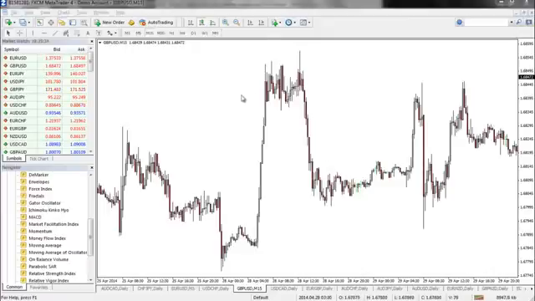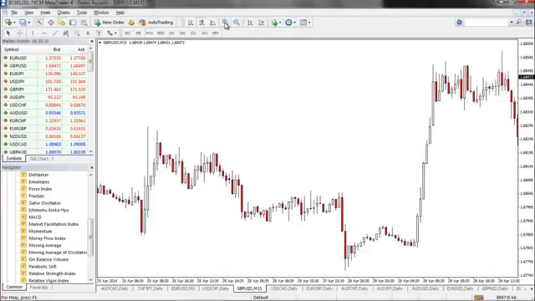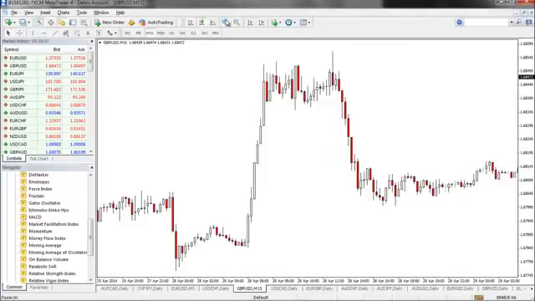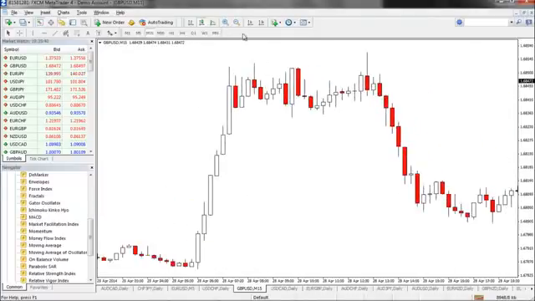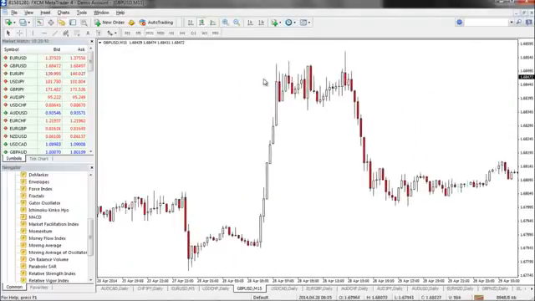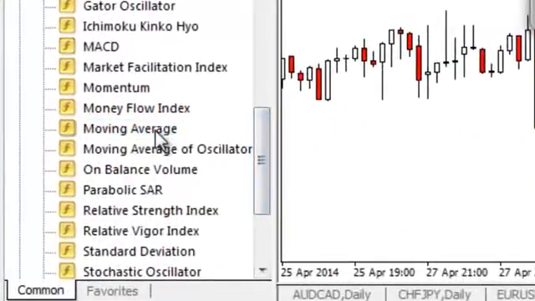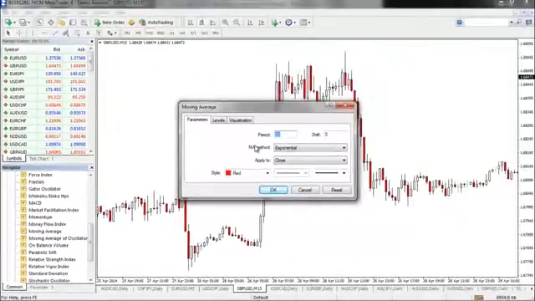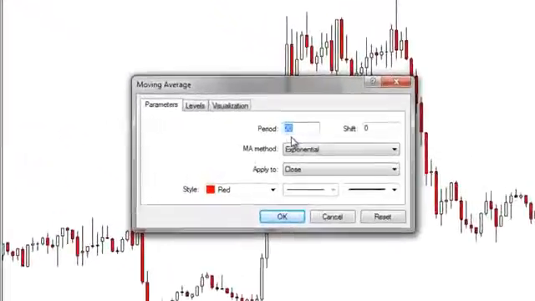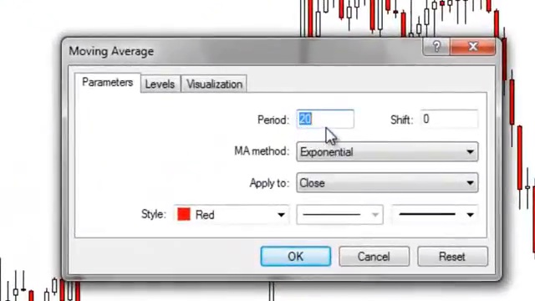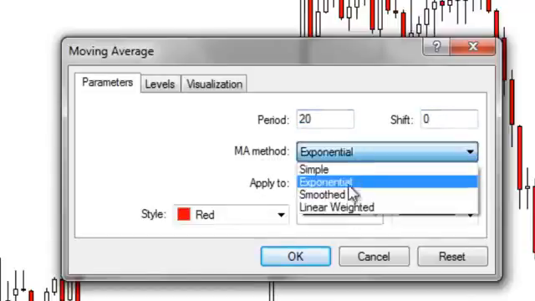So this is a clean chart. Let me increase the size of this one, and okay, the size is increased. So this is a clean chart, and first let's put an exponential moving average. Okay, this is an exponential moving average, and the settings for this moving average is the period is 20 and shift is 0. Moving average method is exponential.